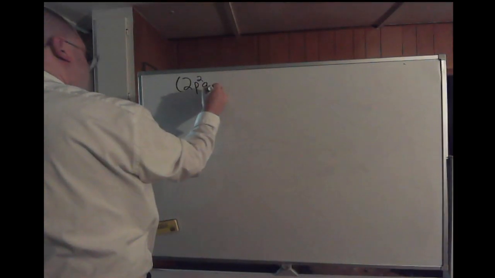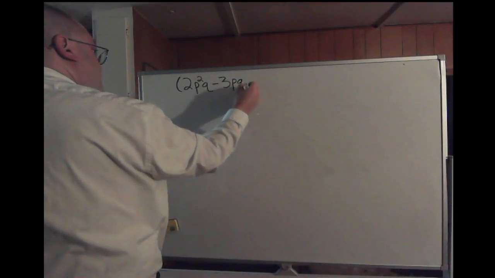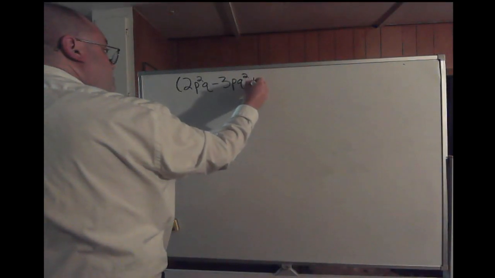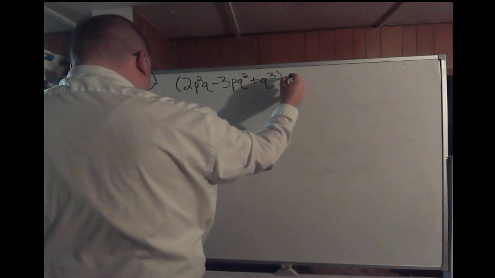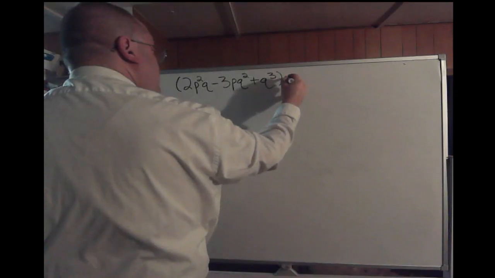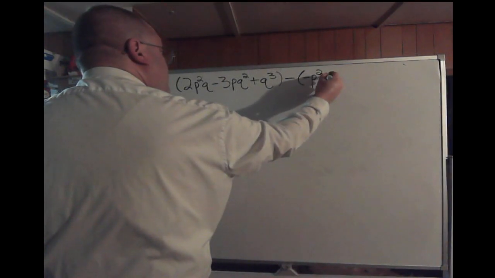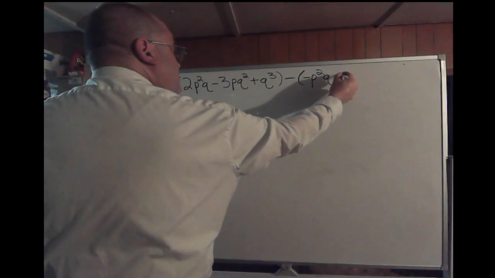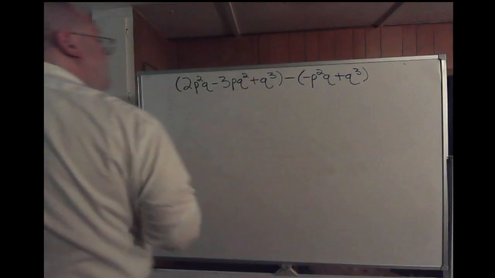Alright, we have 2p to the second power q minus 3pq to the second power plus q to the third power. That whole quantity minus the quantity of negative p to the second power q plus q to the third. Alright.